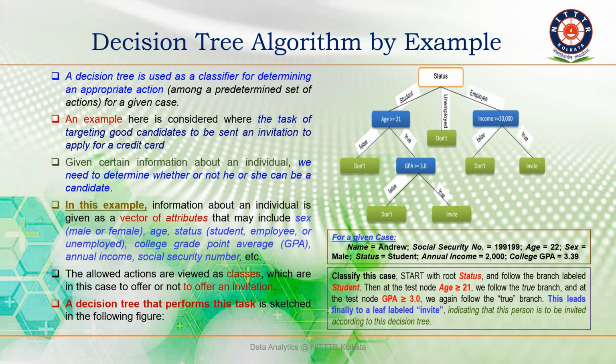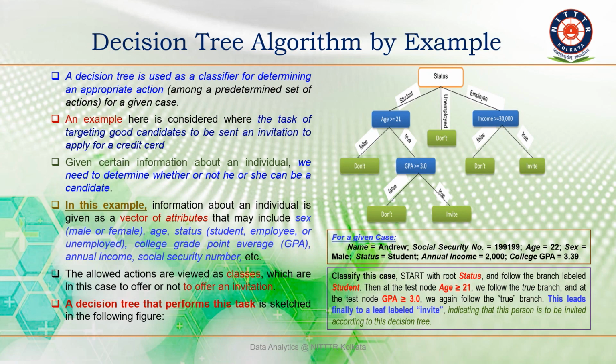Then at the test node, age greater than or equal to 21, we follow the true branch, and at the test node GPA greater than 3.0, we again follow the true branch. This finally leads to a leaf labeled invite. Hence, our decision is the invitation class, indicating that this person is to be invited according to the decision tree.